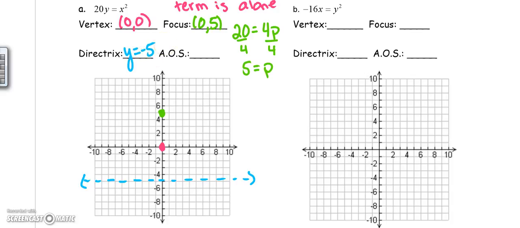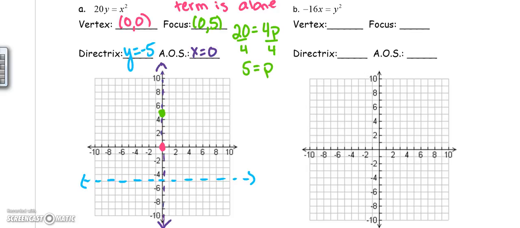Now the axis of symmetry we're familiar with from things you've already learned about parabolas. That always goes through the vertex. So our axis of symmetry is going to be right here. And that is the line x equals 0.